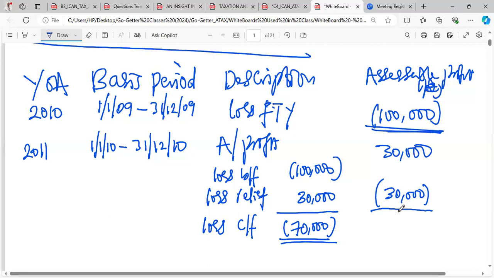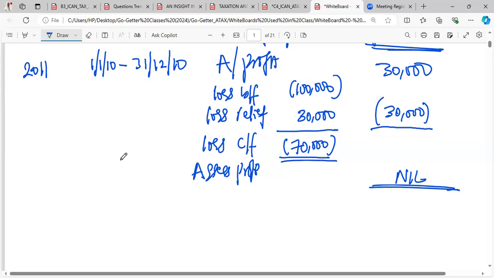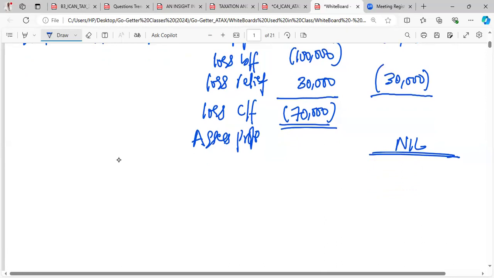Then what happens here? This will become assessable profits. Assessable profit will be nil, because this assessable profit here, we have relieved the same amount as loss relief. So the final assessable profit is nil. So you've done for 2011. Let's see what we can do for 2012.